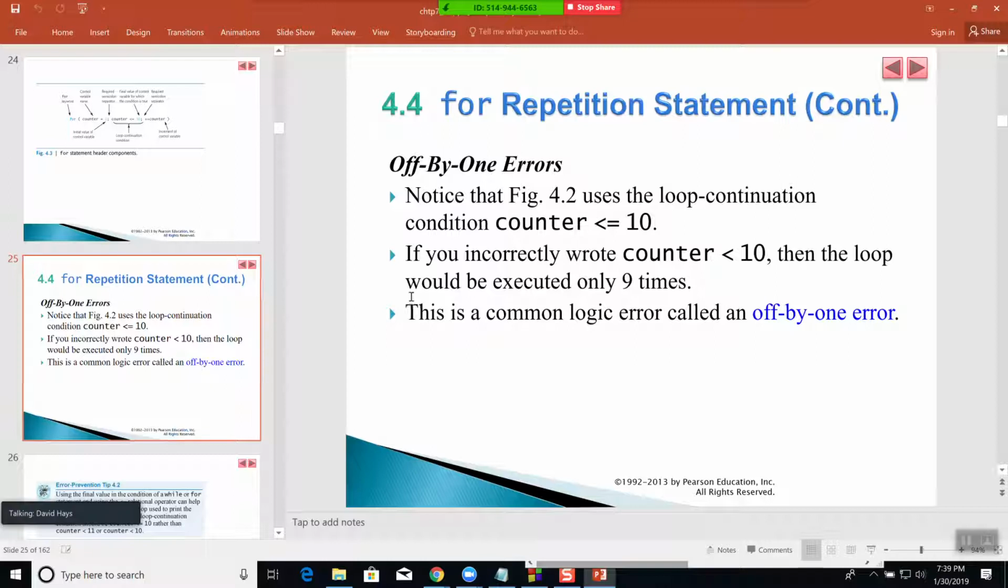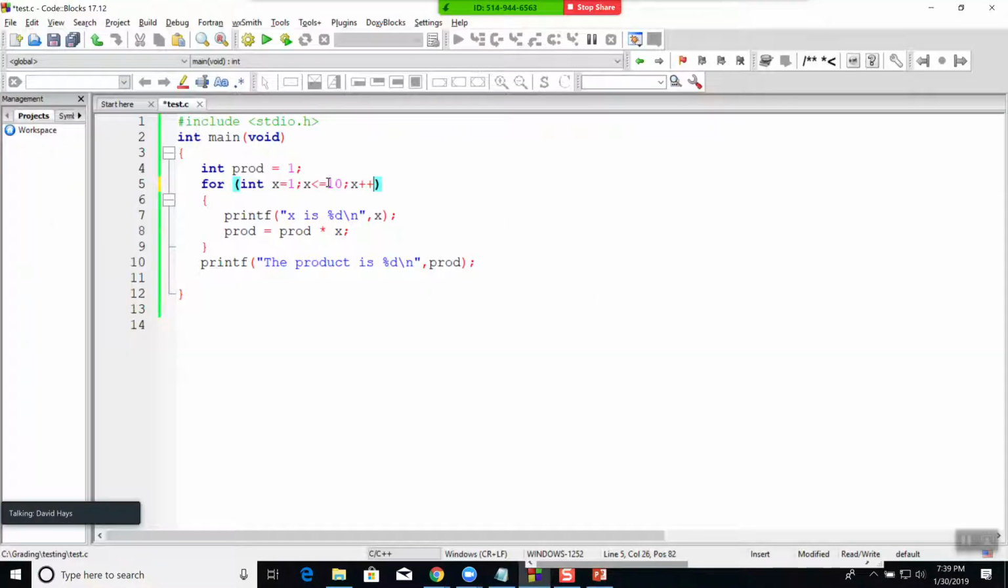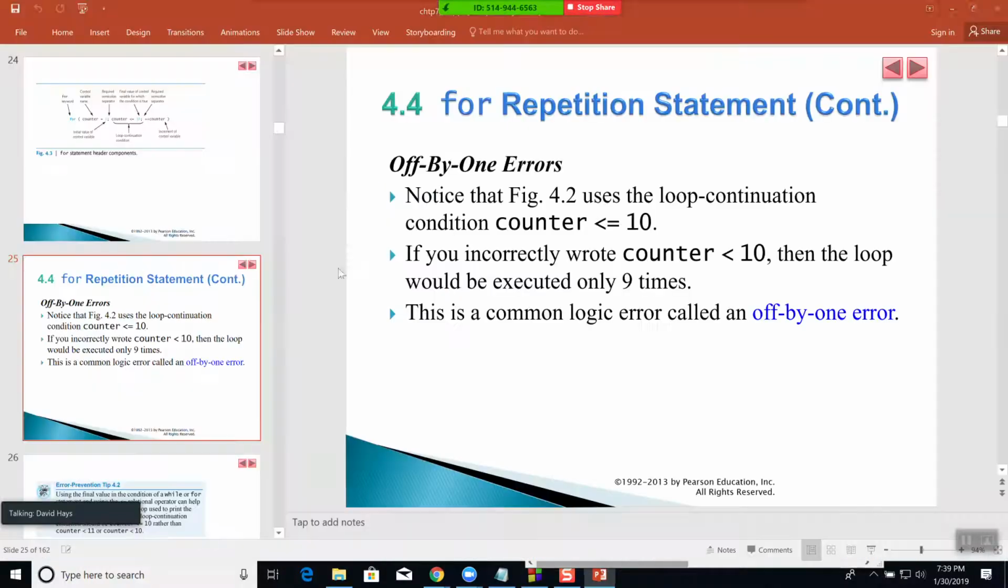Here's the off by 1 errors. This is where you're not sure, should this be less than or equal to 10 or should it be less than 10? Again, a good way to do that is keep your looping small and print out the value. That'll tell you whether you got all the ones you wanted. Then you can get rid of that after you're done.